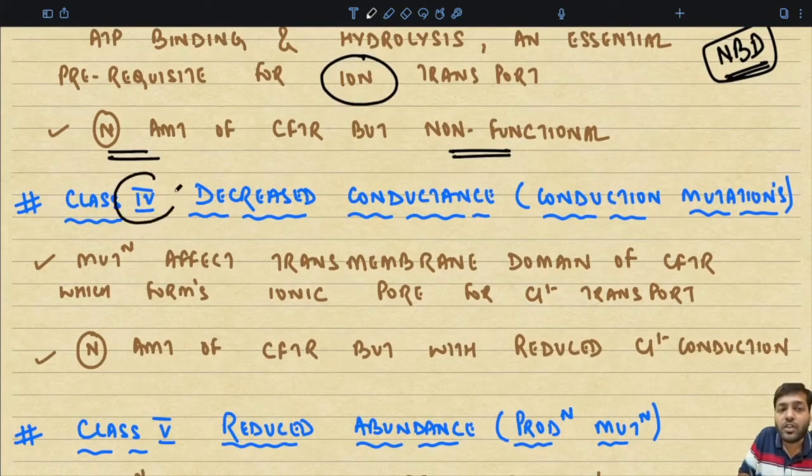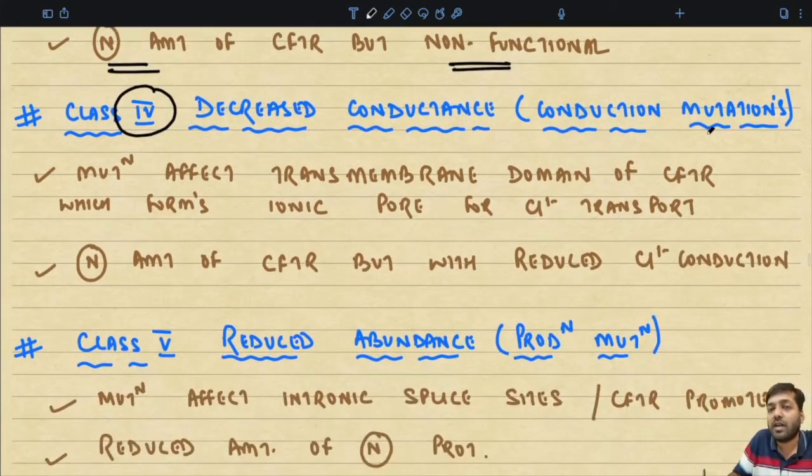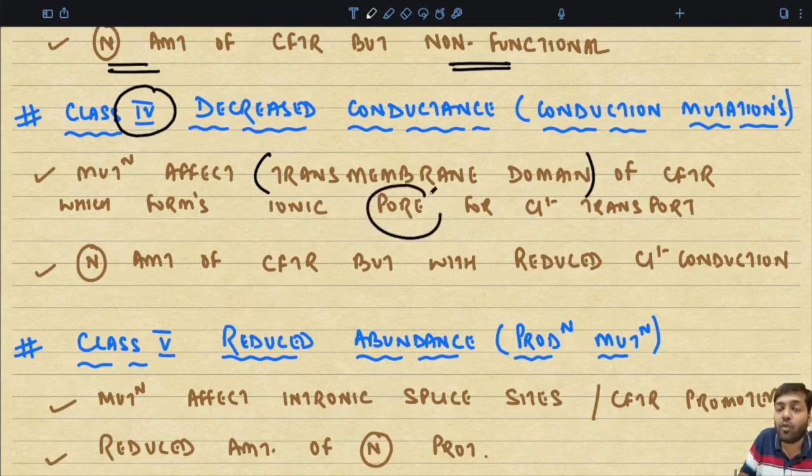The class 4 mutation: there is a decreased amount of conductance, so they are called conduction mutations. The mutation affects the transmembrane domain of the CFTR, which forms the ionic pore for chloride transport. So that is why we have to understand the normal functioning of the CFTR.